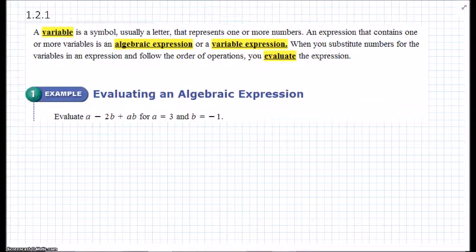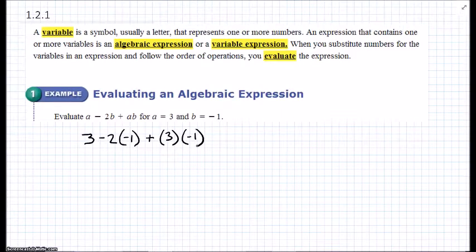So here's our example. Evaluate a minus 2b plus ab for a equals 3 and b equals -1. Our a equals 3, so we're going to write it here: 3 minus 2, what is our b value? -1, so we're going to put our negative numbers in parentheses. That'll help us throughout all of our math. Plus ab, which is 3 times -1.